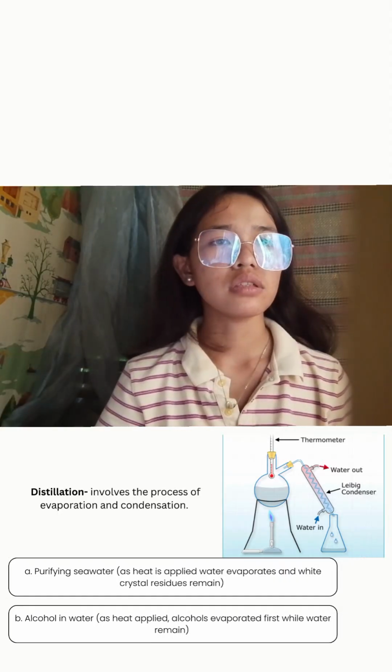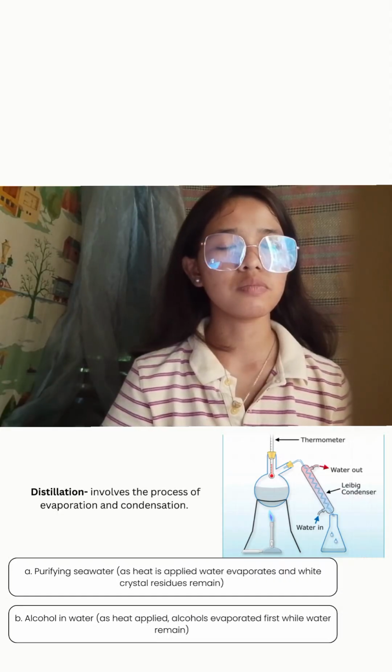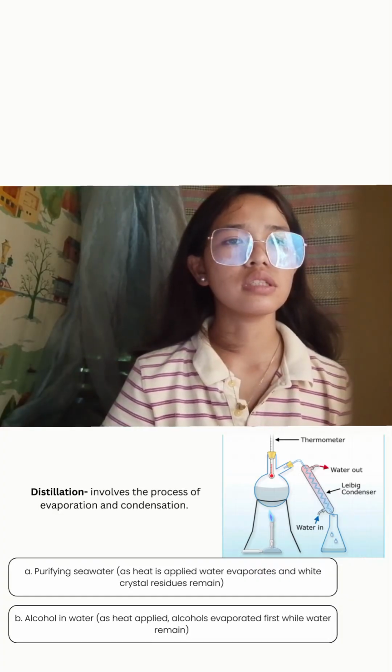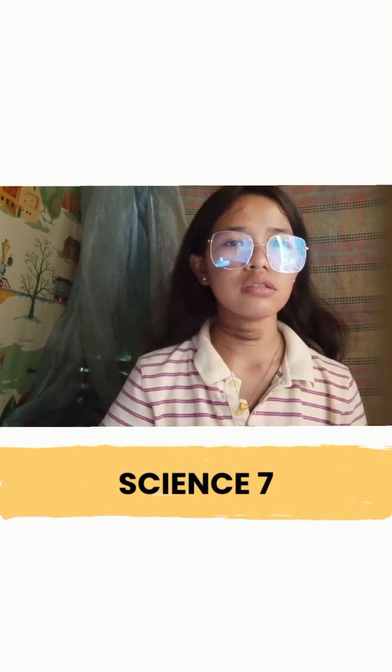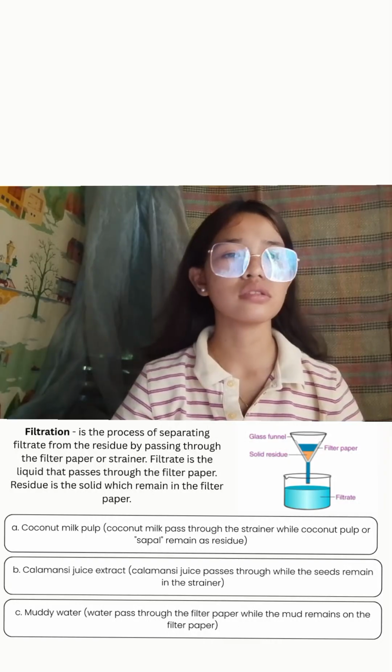Based on the examples, if you mix a substance with water, then expose it to the sun, it will evaporate, and what remains is the residue. For example, in purifying seawater, only the salt remains. In this alcohol in water, the alcohol evaporates, so only the water remains. Okay, next we have the filtration.